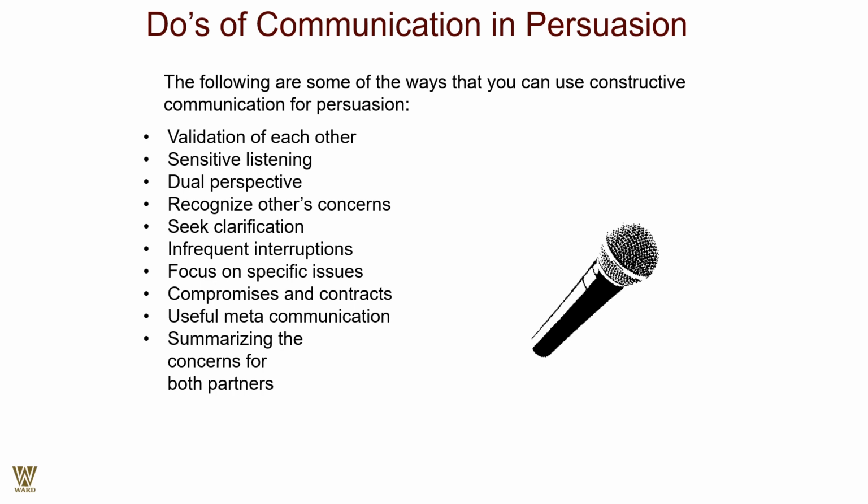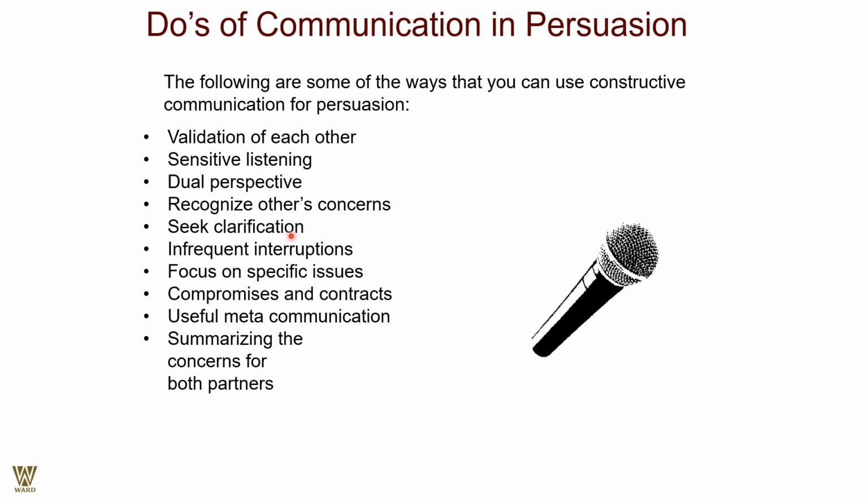So, the do's of communication. What are the do's that need to be taken on board? What should be done so that people are persuaded in a positive, constructive way? First and foremost is validation of each other: recognize them, acknowledge them. Sensitive listening is what we are looking for, and this is what we should always ensure. Dual perspective. Yes, people might have divergent viewpoints. You need to understand the viewpoint might be divergent, but the end objective remains the same, a win-win situation that we are all looking forward to.